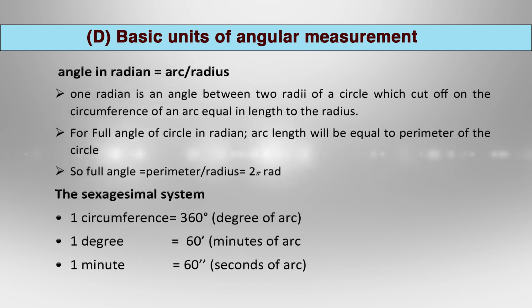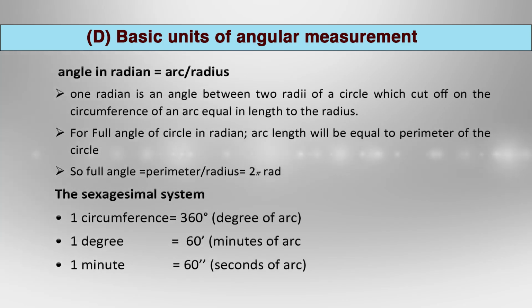For defining full angle of a circle, I think you can see in this particular figure. For defining full angle of a circle in radian, what will be the arc length? Arc length will be the perimeter of the circle. So full angle of the circle will be equal to arc by radius. Arc is perimeter, so it will be perimeter by radius. What is formula of perimeter of the circle? It is 2 pi r. So angle will be 2 pi r divided by r. So angle will become 2 pi radian. From this we understood that full angle of a circle in radian is 2 pi radian.